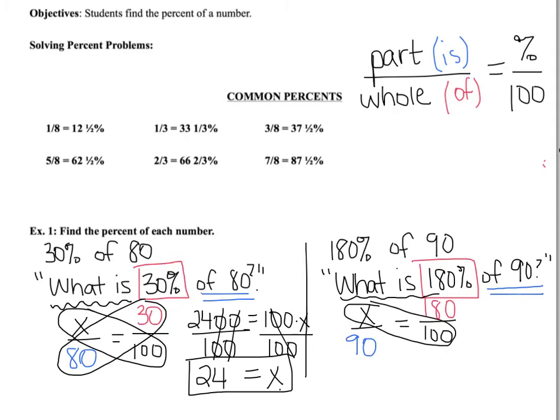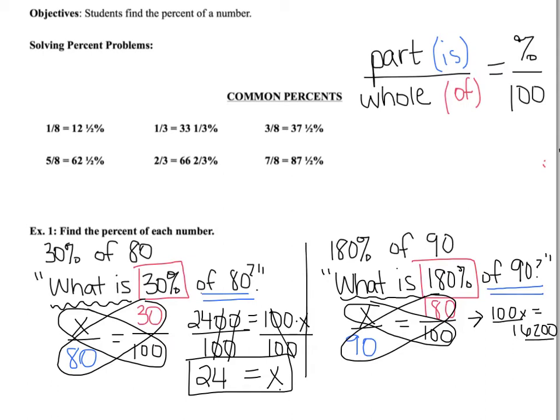Set up my Billy Bob Joe the butterfly. And this time I'm going to start with the wing with the variable. So 100x equals 90 times 180. I'm going to save you the math. That's 16,200.